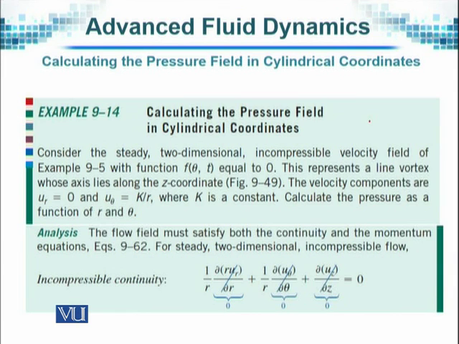So this is also a case of two-dimensional motion of only r and theta, and the third component in the cylindrical polar coordinates r, theta, z, the z component, is not there, it's missing. As before, we look at the continuity equation and we observe that the continuity equation is identically satisfied for the given velocity field in which U_r is 0 and U_theta is K over r.